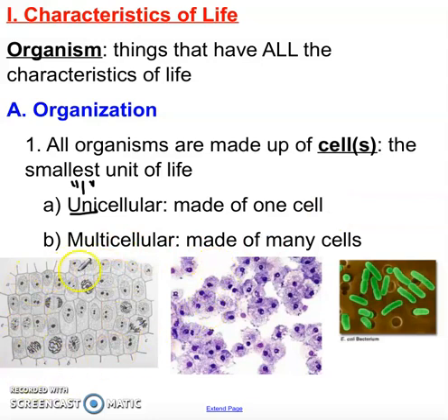Over here I have some plant cells, and this is a multicellular organism. These are cheek cells, again from a multicellular organism. Now some examples of unicellular organisms: bacteria, germs. They tend to be one-celled organisms.